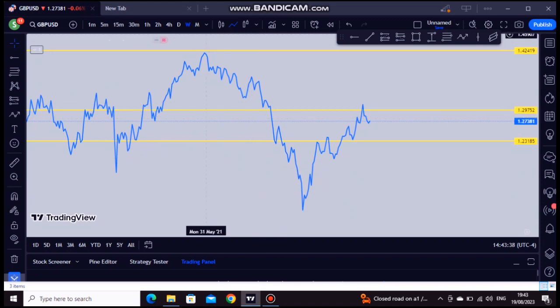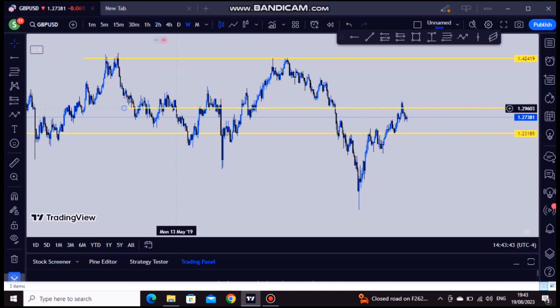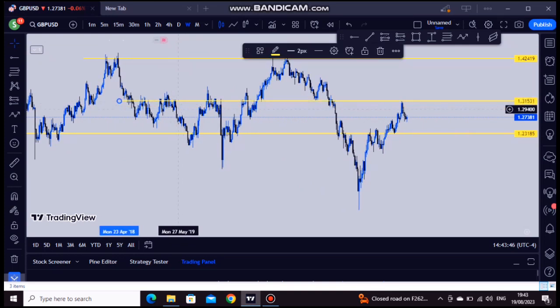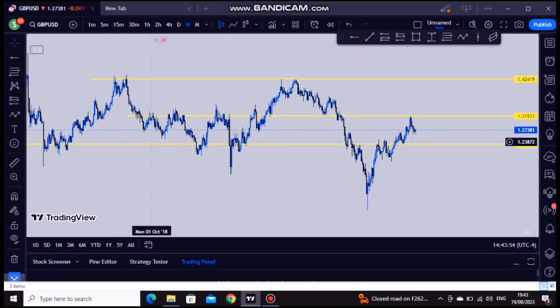On the weekly, we'll be looking out for where our support areas are. This is where our key levels are going to start from. On this weekly, this is where we should be looking out for our key levels. Our major support levels should be drawn on the weekly. So as you can see right now, let's grab our tool.